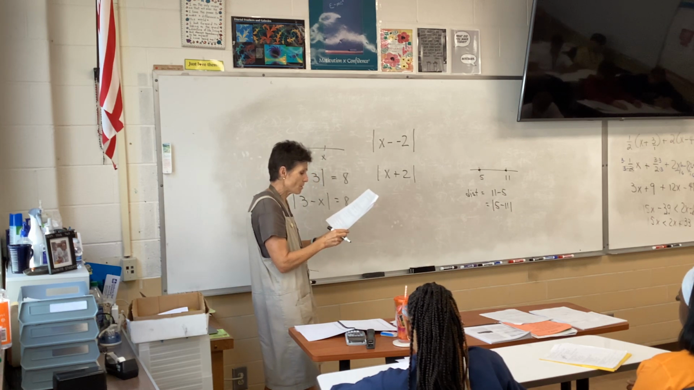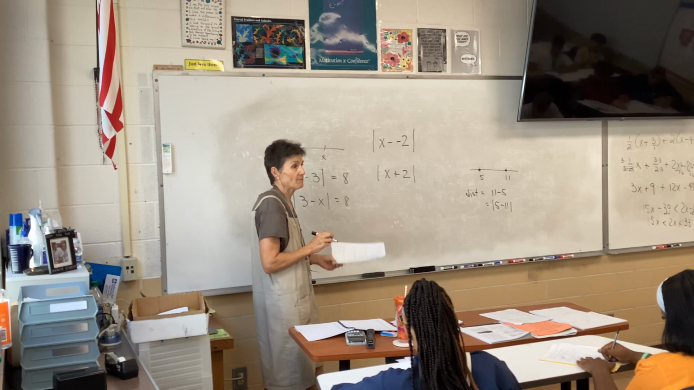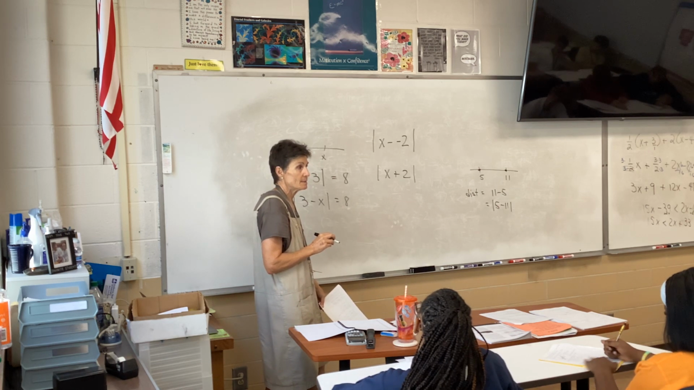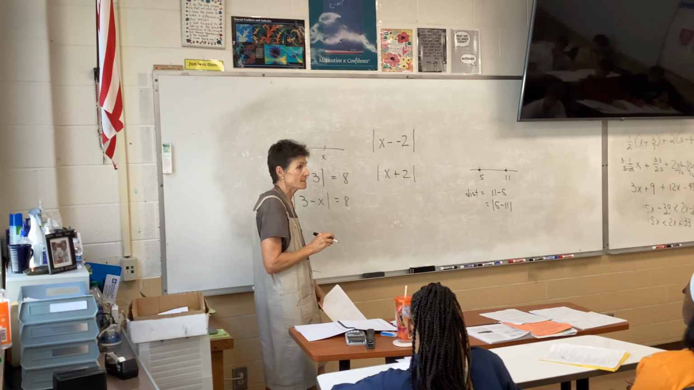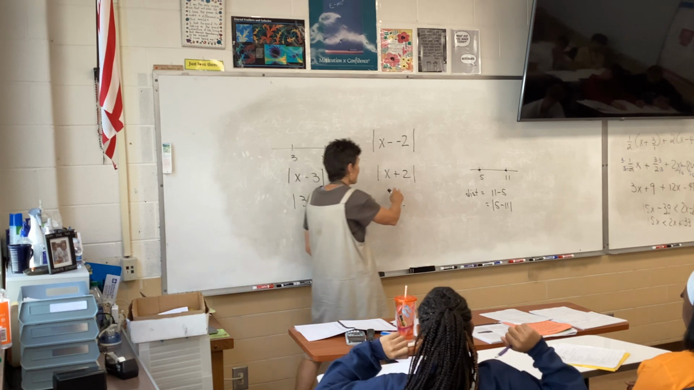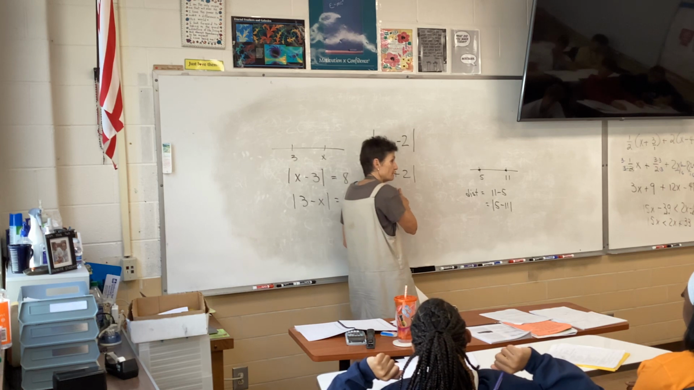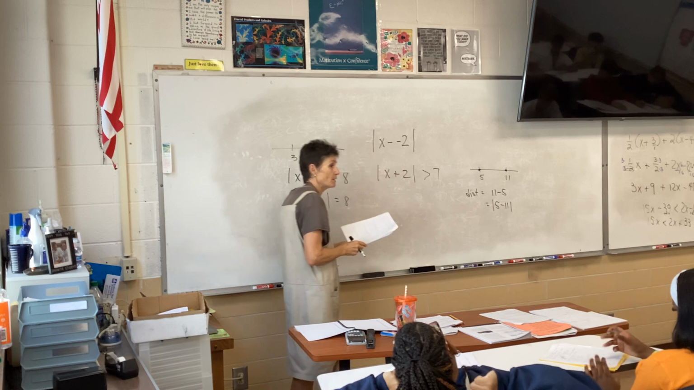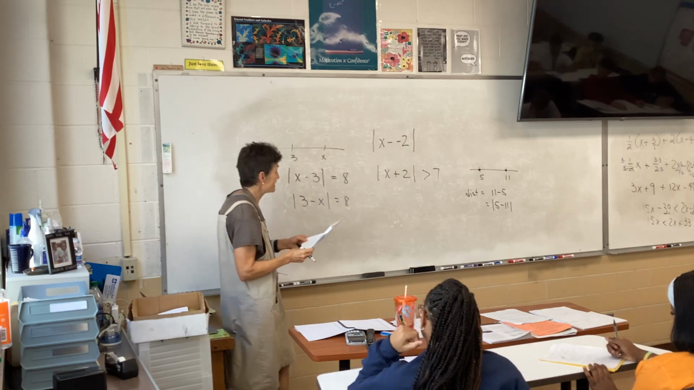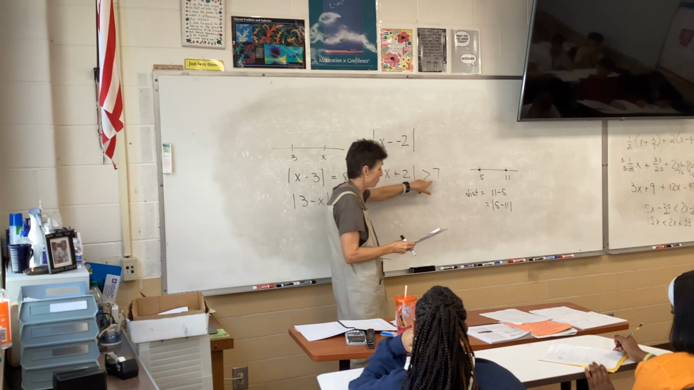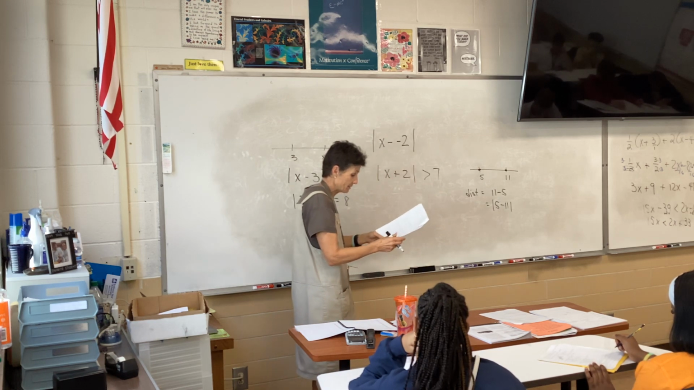Is more than 7. Is more than 7. So like this one equaled 8, how do I do is more than 7? Greater than 7, there you go. Here's your inequality. The distance between x and negative 2 is more than 7.